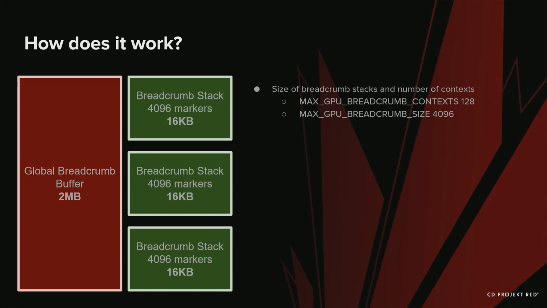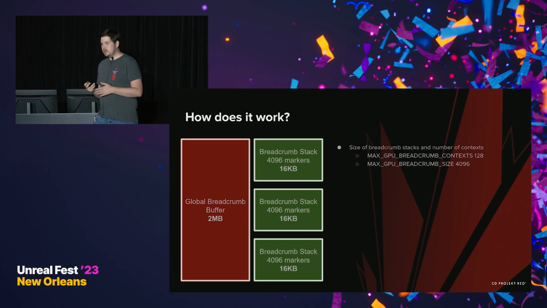So how does it work? We pre-allocate a breadcrumb buffer at the start of the application. This buffer is 2 megabytes in size. It is created using OpenExistingHeapFromAddress that allows the buffer to be shared between the CPU and the GPU. And it is still accessible in the case of a crash, even though the driver usually doesn't allow any more access to the GPU once the process has crashed.